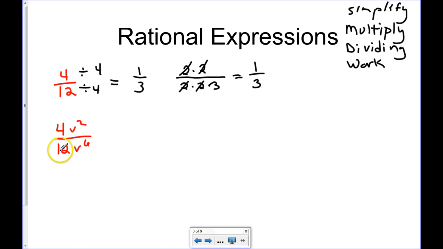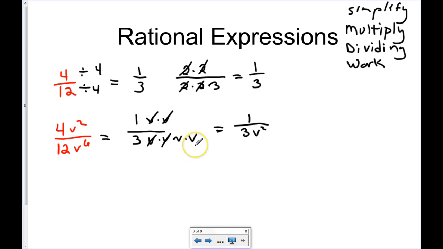This has the same coefficients. So we have 4 over 12. We already know that that settles down to a 1 over 3. We just did that, right? What do I have left on the v's? Well, one way you can think of this is I have a v times v, and then on the bottom I have 4 of them. So I could cross out 2 sets of v's, and what do I have left? Yep, I have 3v squared. Okay? Because I have 2 of them left.